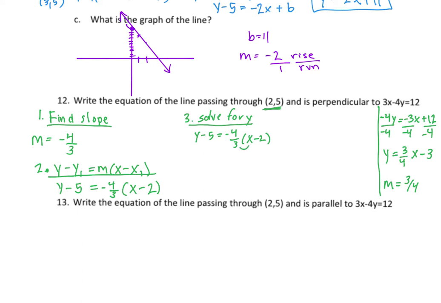I'm going to distribute the -4/3 through. So that's negative 4/3 x. And then negative 4/3 times negative 2. If you want to put it over 2 over 1 because it's helpful, you can. But we're just going to keep that as positive 8/3.